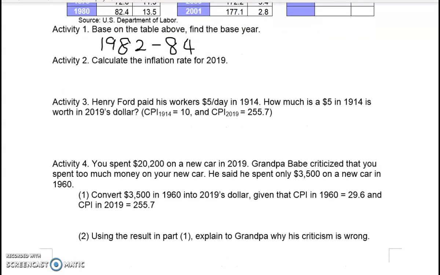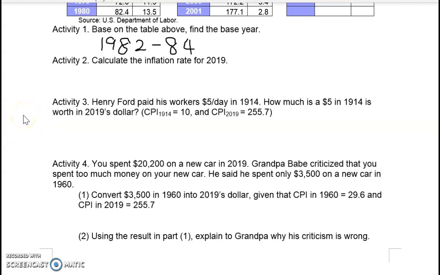Next is the activity number 3. Activity number 3. Henry Ford pays his workers $5 per day in 1914. How much is a $5 in 1914 is worth in 2019's dollar? And we are given this CPI. So how are we going to solve this problem? So now CPI is the consumer price index, right? It refers to a fixed basket of goods and services.